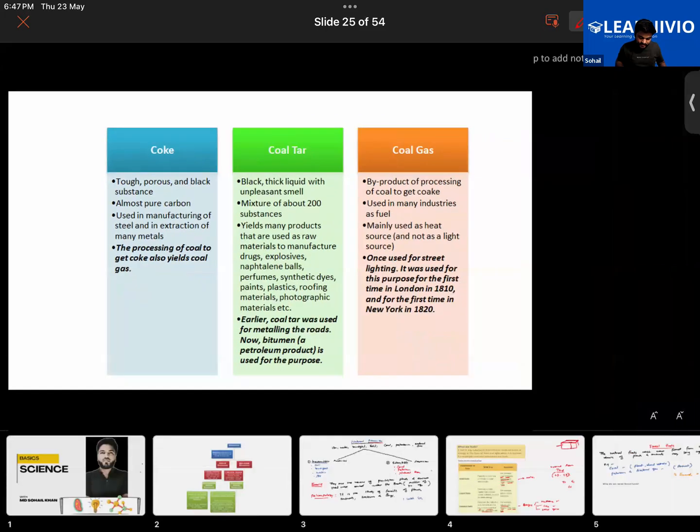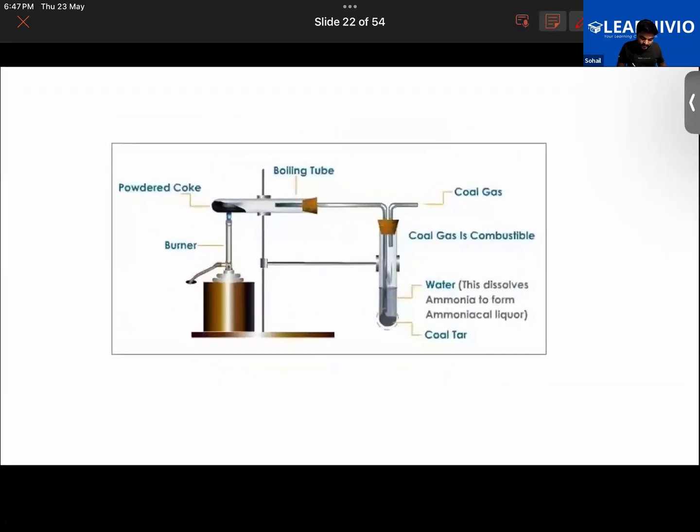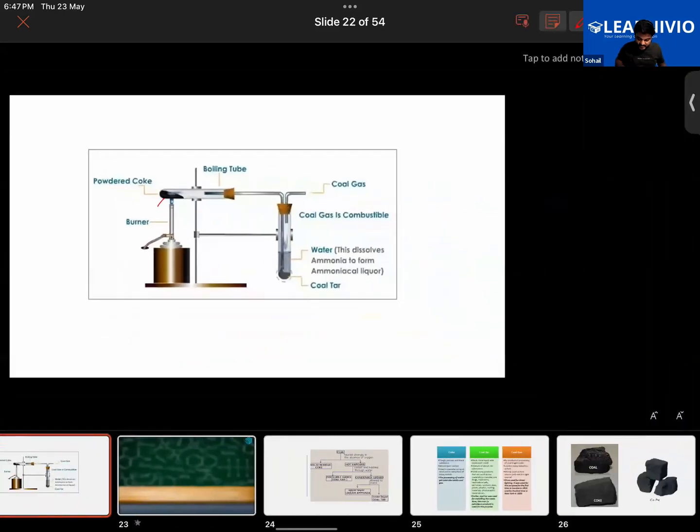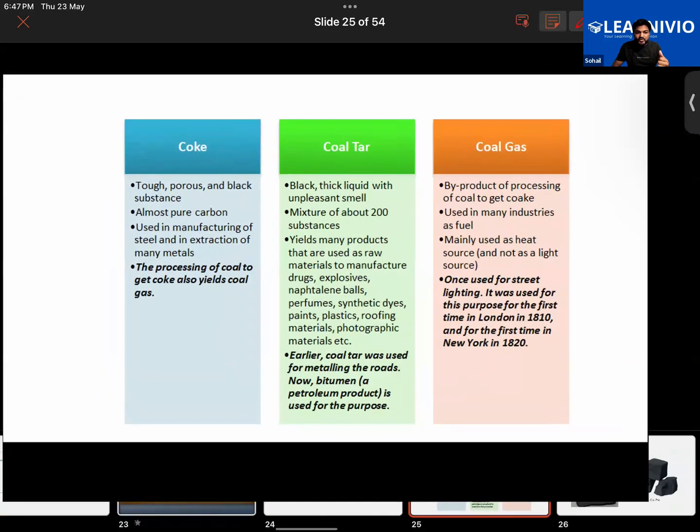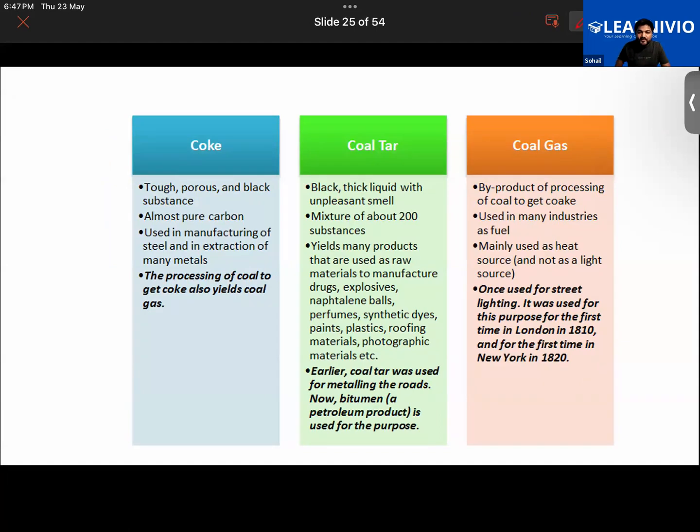Due to excessive heating, whatever component was present in it has evaporated. Getting it now? It evaporated from this and went into another tube while destructive distillation was being done. So it's almost a pure form of carbon. It will be used in manufacturing of steel and in extraction of different types of metals from earth. Getting my point?